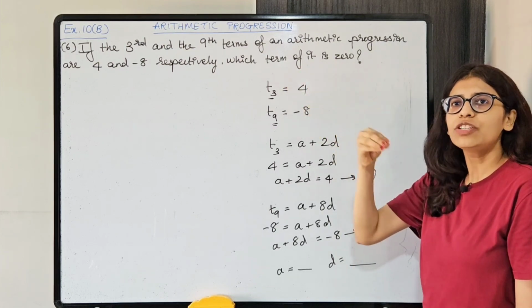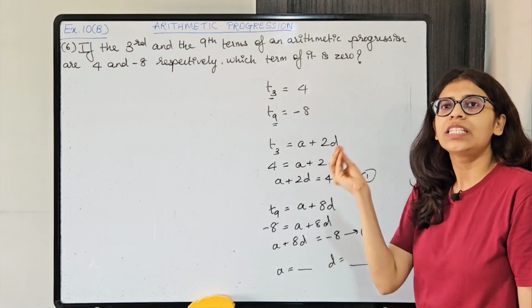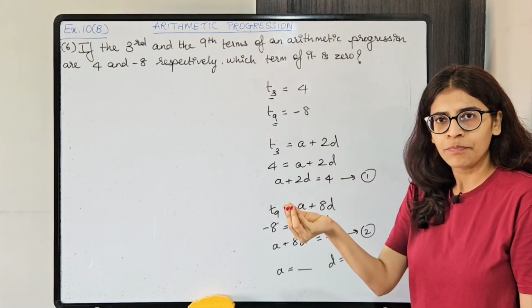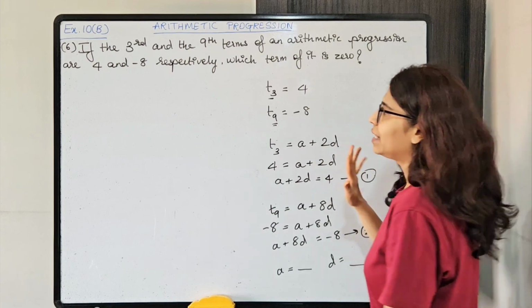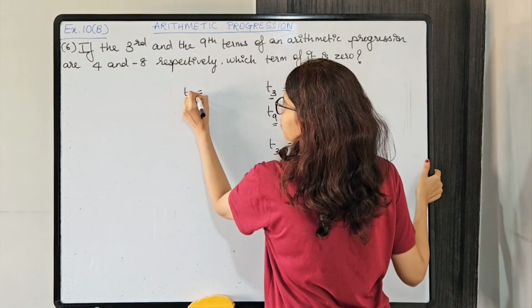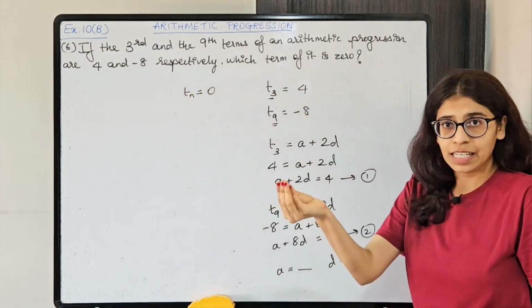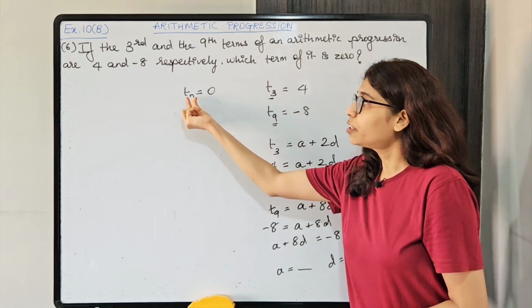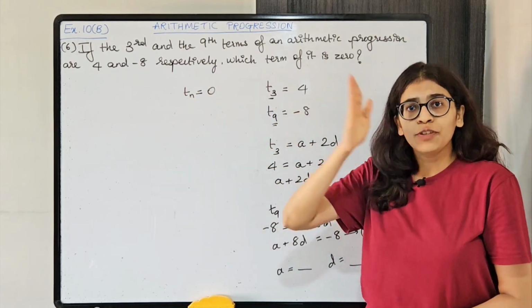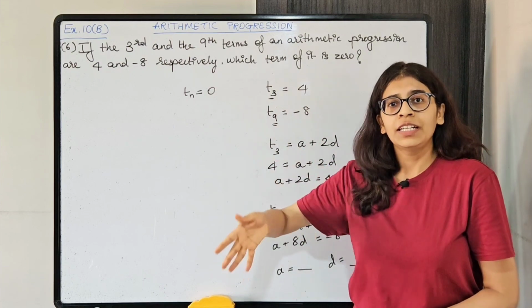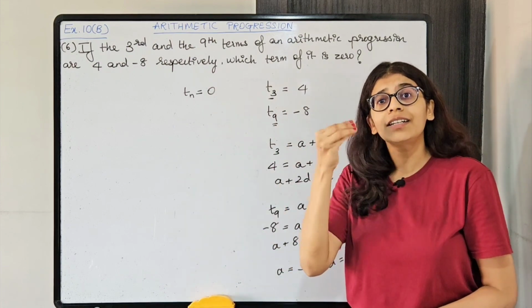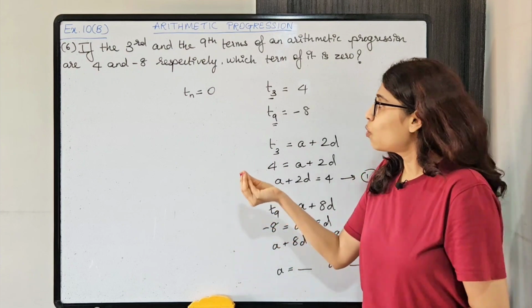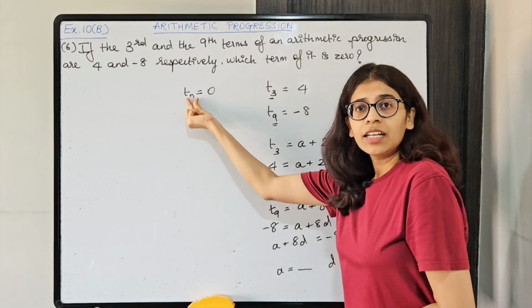They have asked which term of the AP is 0. कोई एक term है जो 0 है. Okay. That is Tn is 0. Not n. Tn is 0. Okay, there is some term which is 0, but which term is 0? It is 5th term, 10th term, 17th term, 19th term. कौन सा term है जो 0 है? So you need to find out n का value.